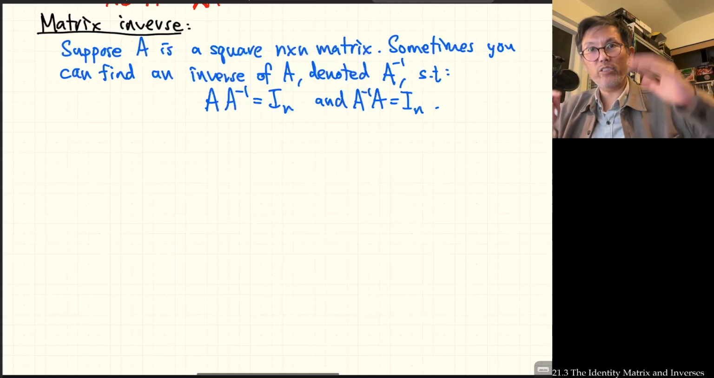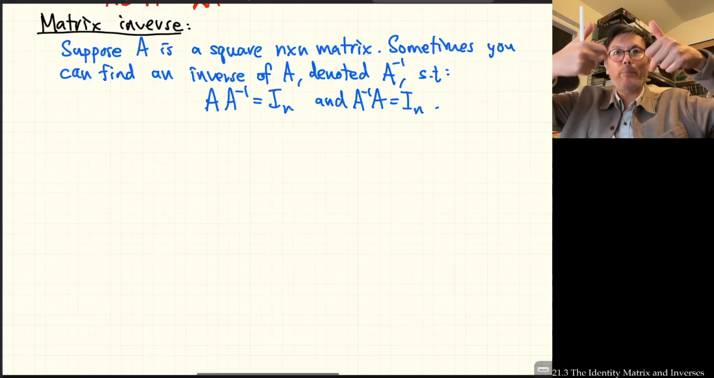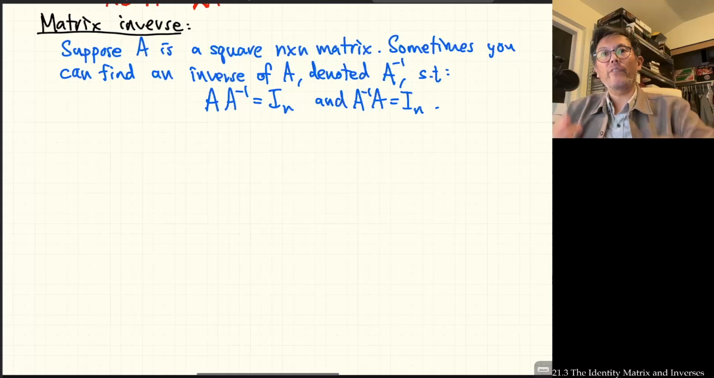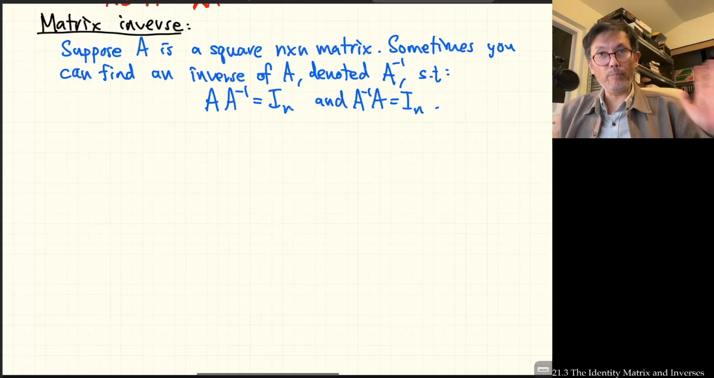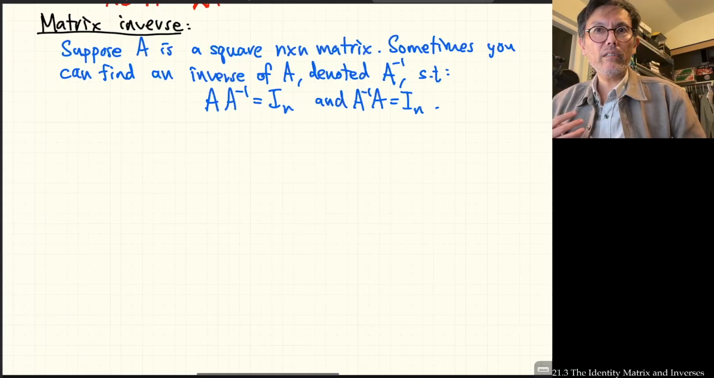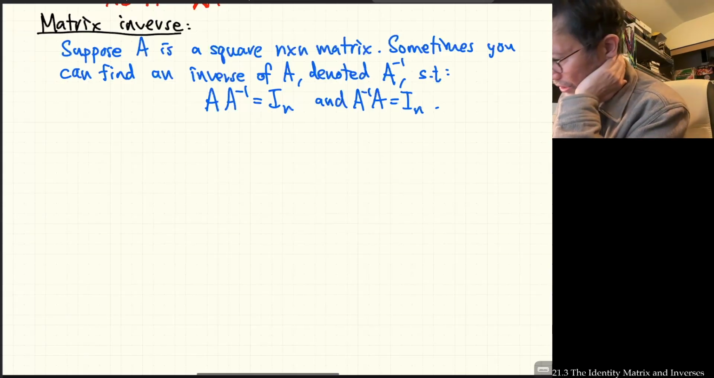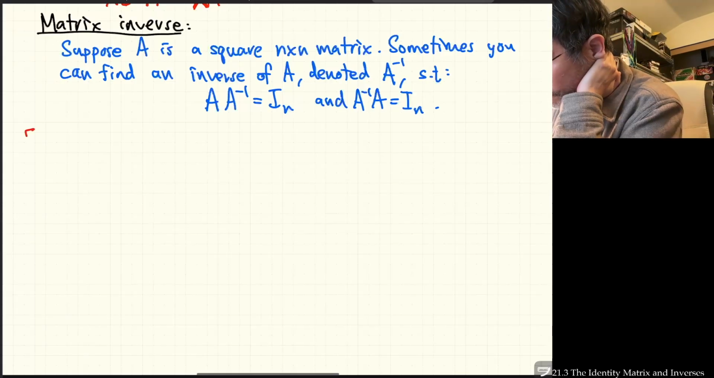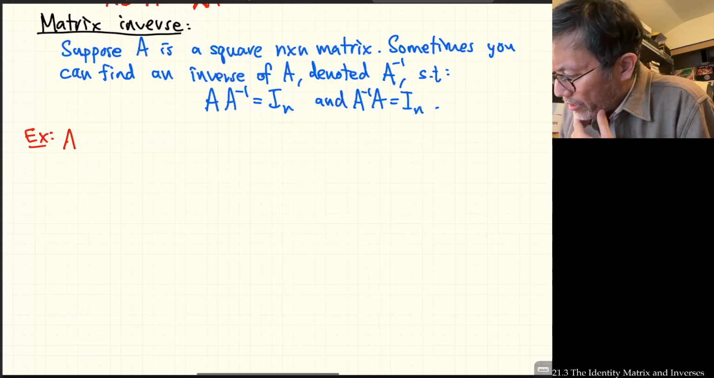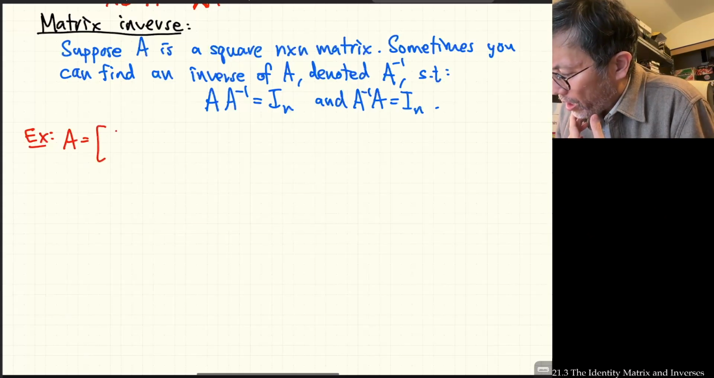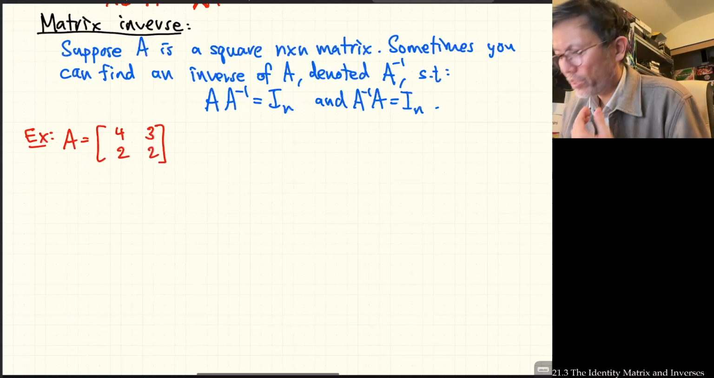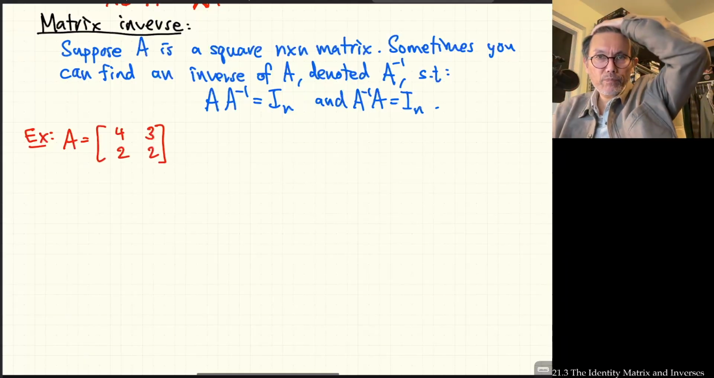This A inverse is what I kind of mean by the reciprocal of A. And multiplying by the reciprocal of A is what one could possibly mean by dividing by A. All right? Let's see an example of a matrix and its inverse. So let's take A to be the matrix 4, 3, 2, 2. Okay? So there's A.